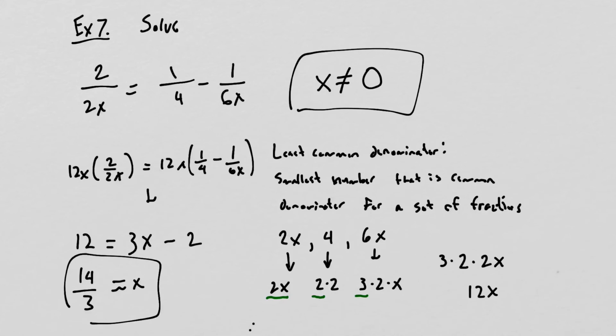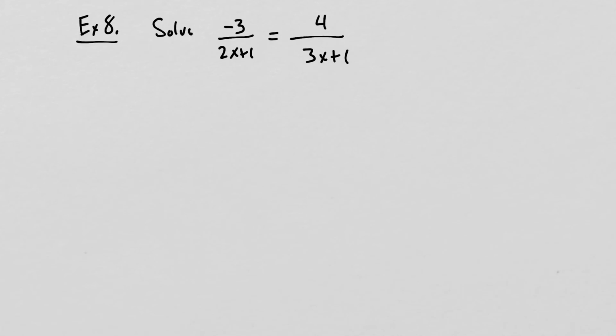Let's look at one more example, example 8. And we want to go ahead and solve the following rational equation: -3 over 2x plus 1 is equal to 4 divided by 3x plus 1. First, let's go ahead and exclude anything that makes the denominators equal to 0. So set the denominators equal to 0. 2x plus 1 is equal to 0, and 3x plus 1 is equal to 0.